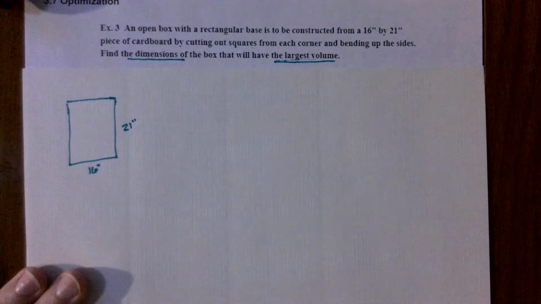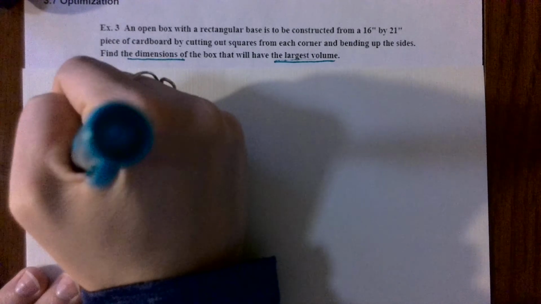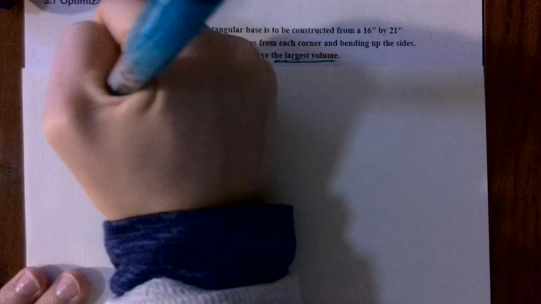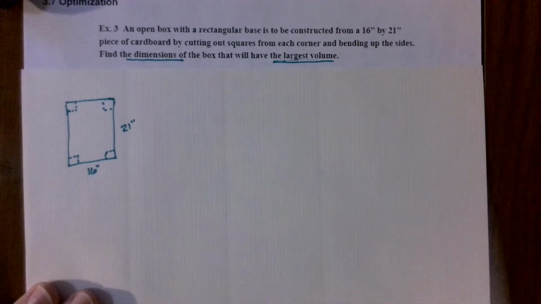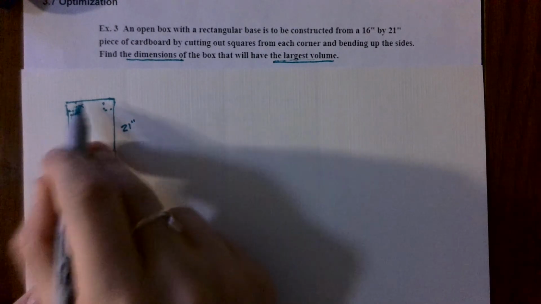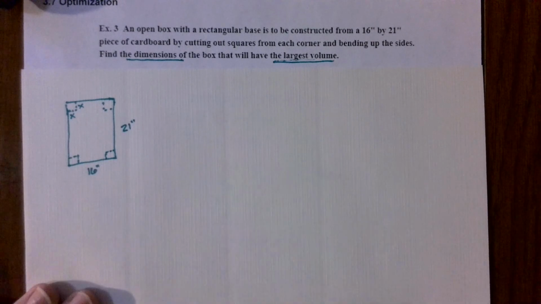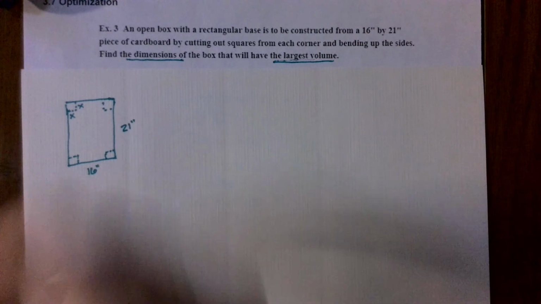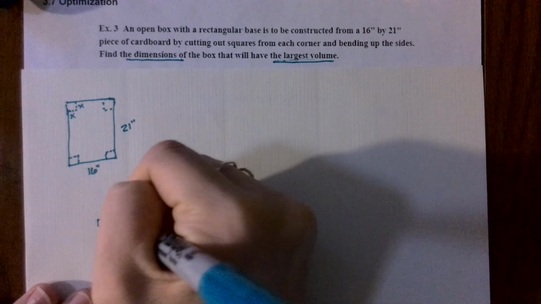But then in order to make it into a box, we're cutting out squares in the corners and folding up the sides. What they're asking is what the dimensions of these squares would need to be, which, since they are squares, will be the same dimension, 3 by 3, 2 by 2. What those would need to be in order for the box that's created to have the maximum volume.